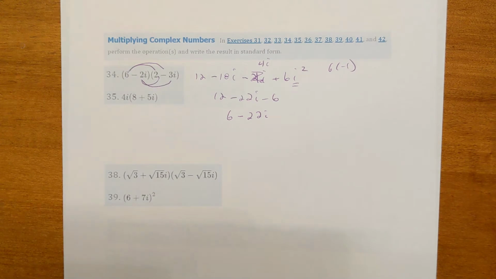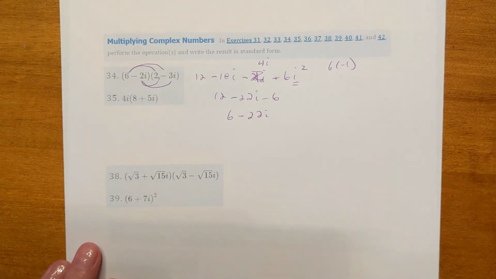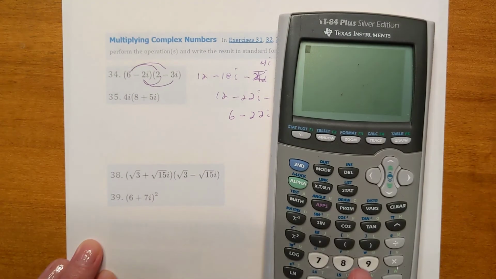Or again, you could have put it in your calculator. You're going to get that answer too. So we got parentheses 6 minus 2i, and then 2 minus 3i. You get 6 minus 22i.